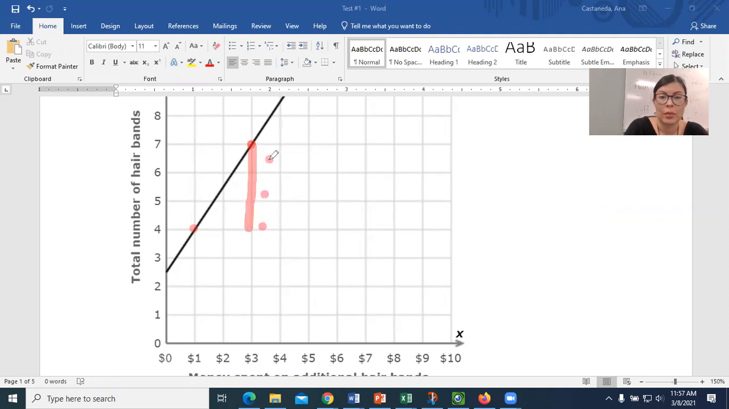So let's see how many does it rise. 1, 2, 3. How many does it run? 1, 2. So is my slope 2/3 or 3/2? It's 3/2 because it's how many it rises over the run. So it's supposed to be 3/2. All right, next one.